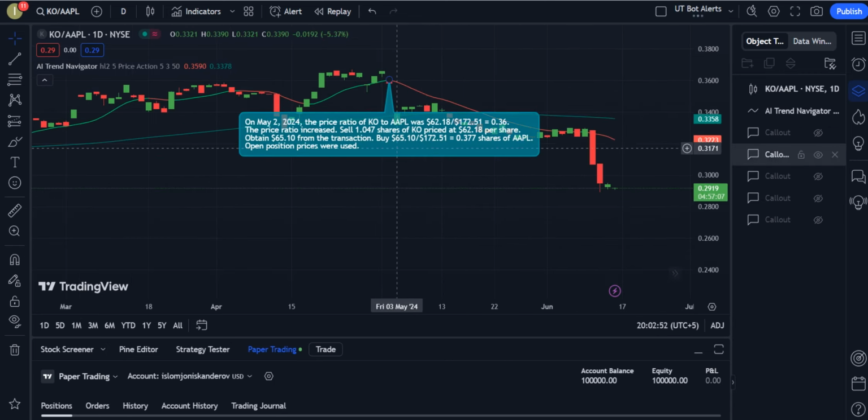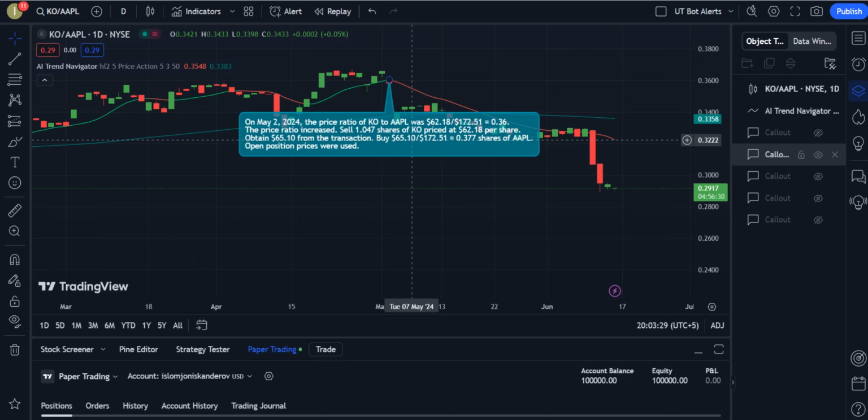To May 2nd, and on May 2nd, 2024, the price ratio of Coca-Cola to Apple was 0.36, and we obtained that by dividing the price of Coca-Cola, which was $62.18, by the price of Apple stock, which was $172.51, which yielded the price ratio of 0.36.